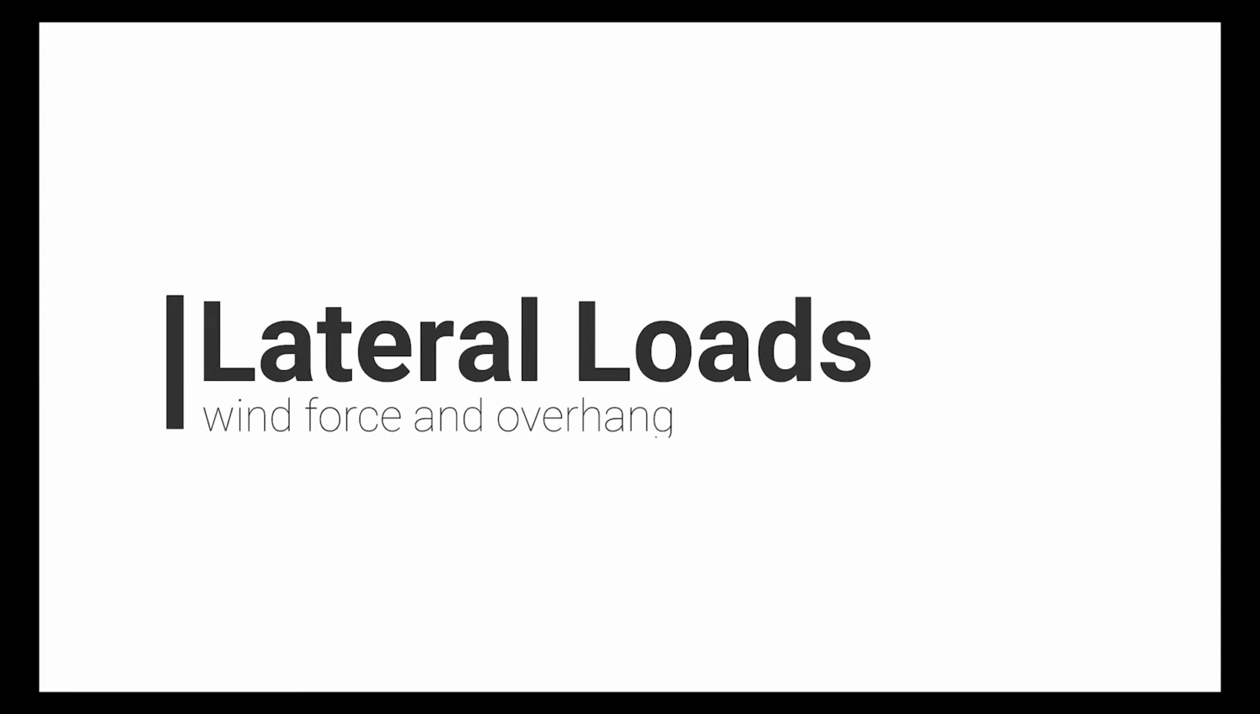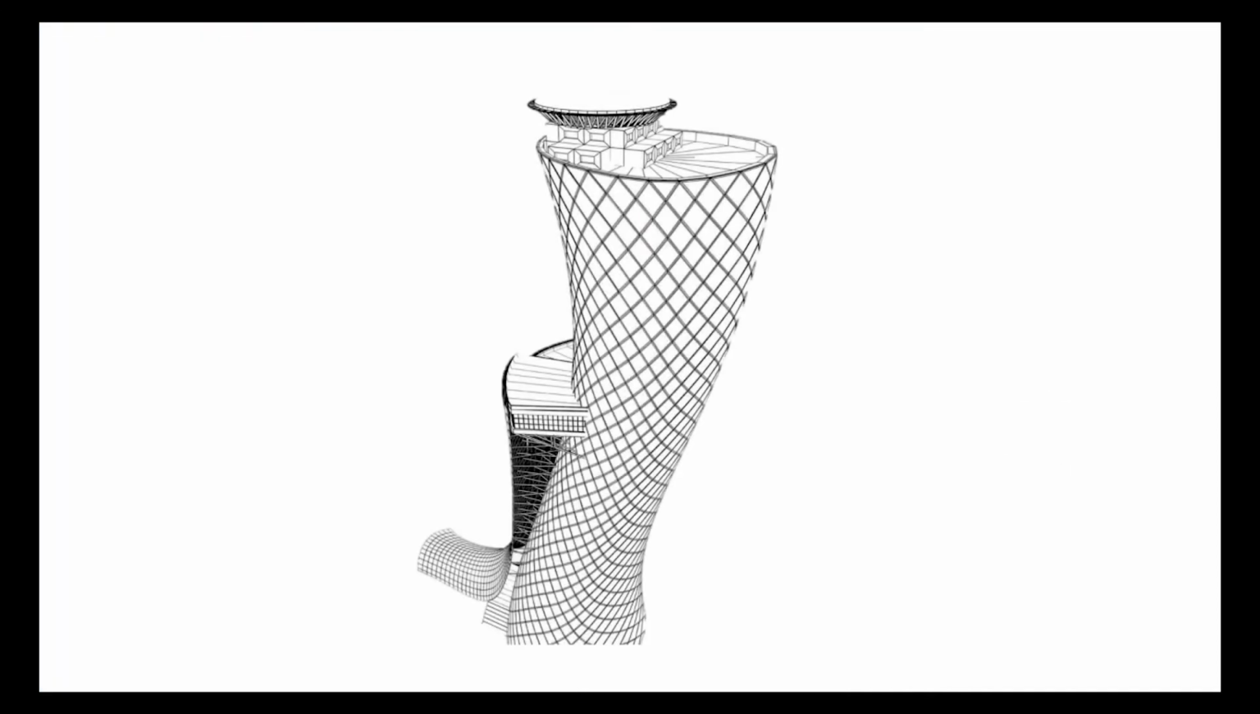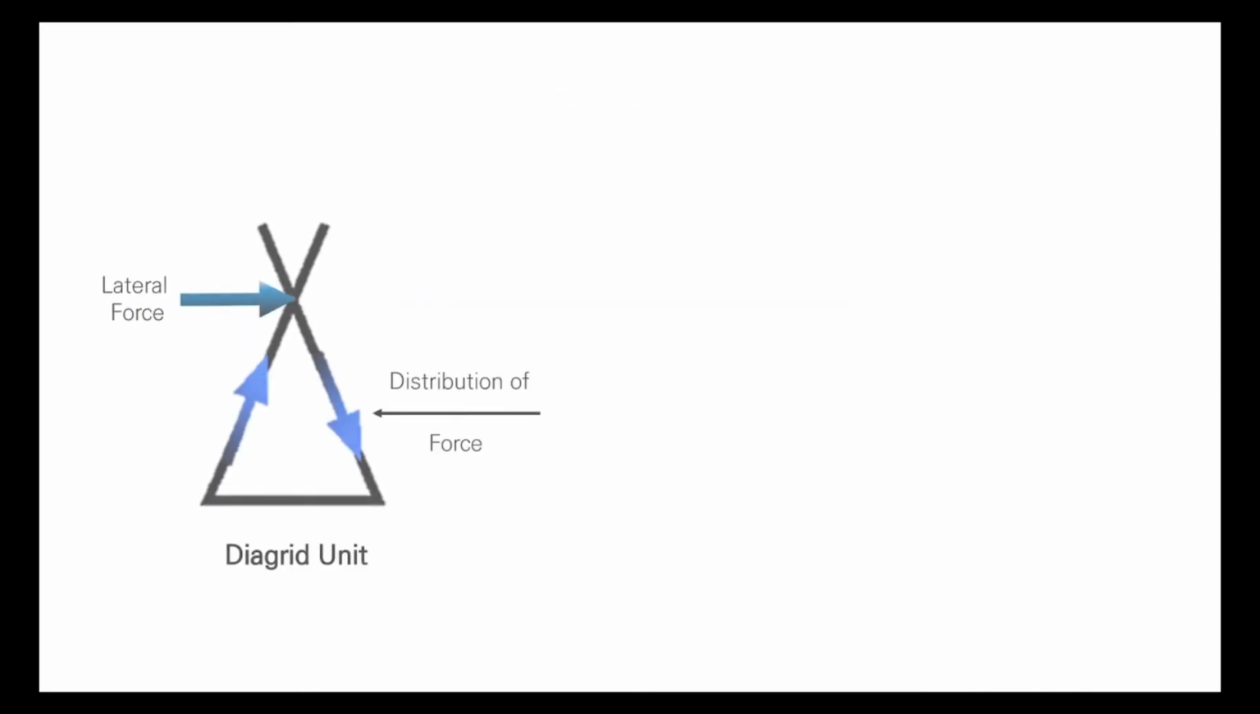The second reason is that diagrids are an excellent solution for resisting lateral loads. Taking our site into consideration, Capital Gate Tower had to be able to resist the strong wind forces of Abu Dhabi. Capital Gate Tower could solve this problem from an architectural and structural perspective. With the curved external appearance, the tower could disperse the wind, and the diagrid could handle the wind structurally.